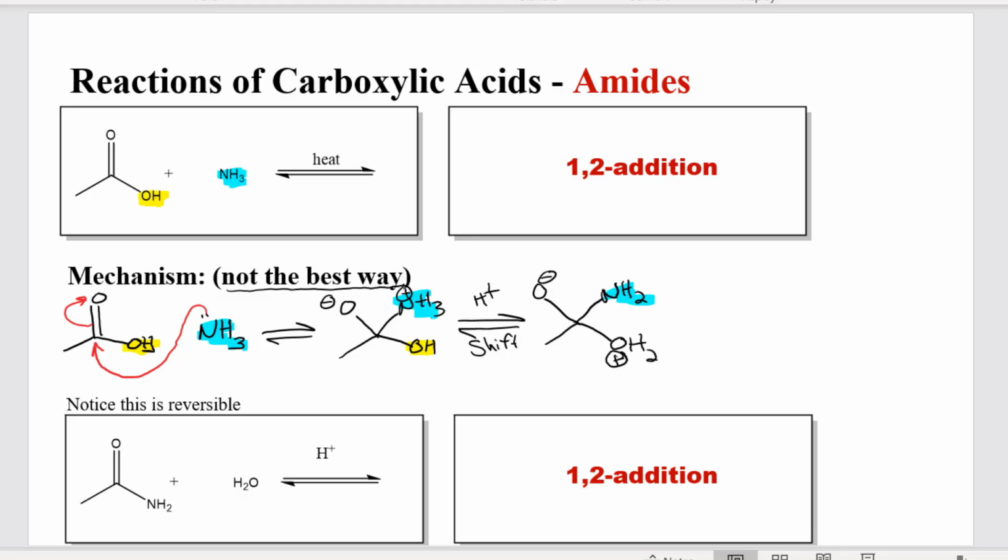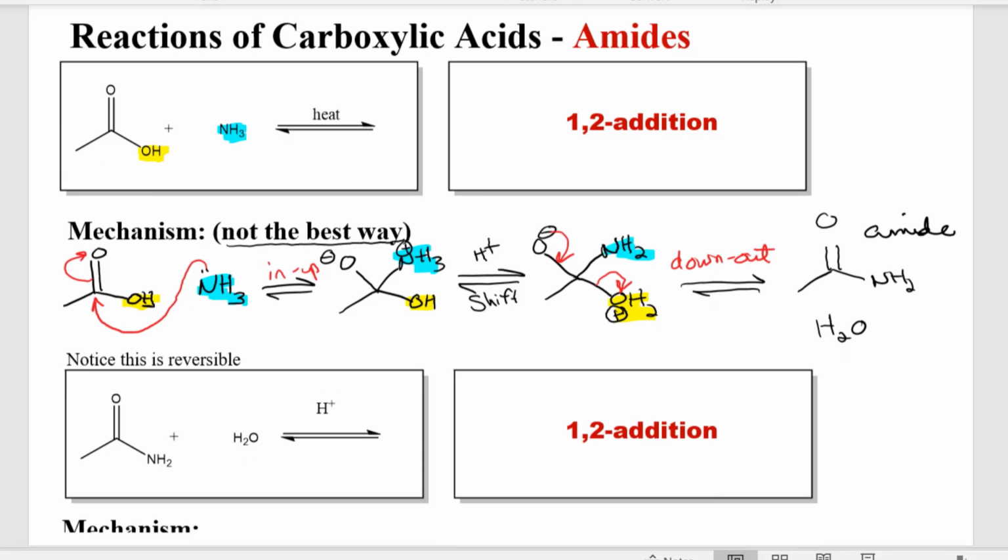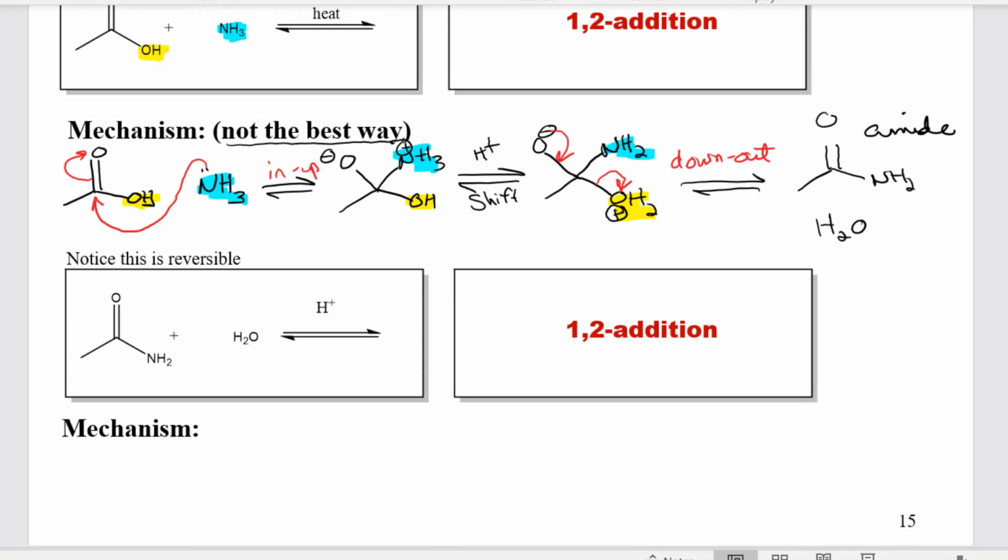Driving the nitrogen on, driving the now water off. Now we can finish. We did in and up in the beginning. We're now going to do our down and out. Down, out. And we have our amide and loss of water.